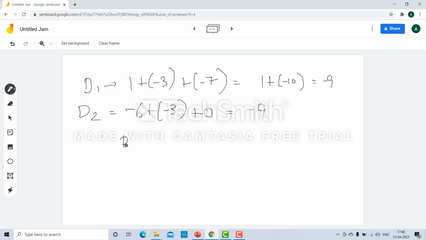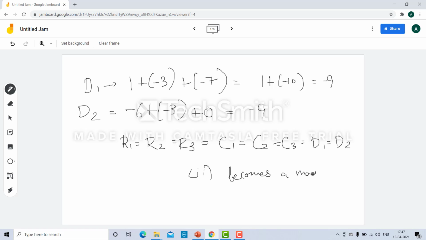So children, all the rows and all the columns are equal over here, isn't it? All are having the same value. So children, when such a condition exists, when all the rows, all the columns, and all the diagonals are equal, the second square becomes a magic square. So this will be a magic square, children. Hope you have understood this question.